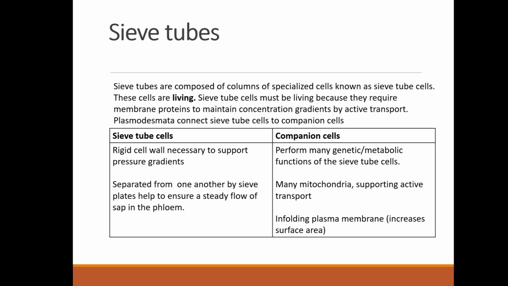Plasmodesmata, which we learned about probably the first week, I think it was, they connect the sieve tubes to companion cells. This is where things move across cells. And the companion cells perform many metabolic functions. They support active transport, and they contain plasma membrane. Sieve tube cells have rigid cell walls needed for support, and they are separated from one another by the sieve plates. This allows for steady flow of sap in the phloem.